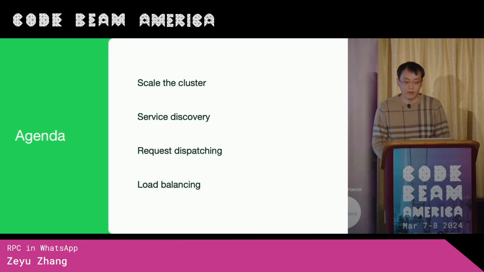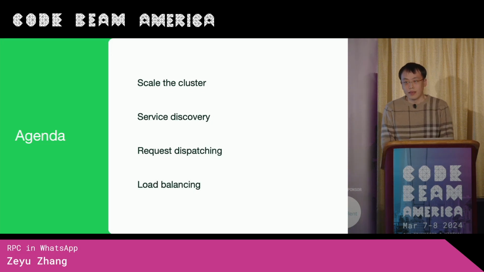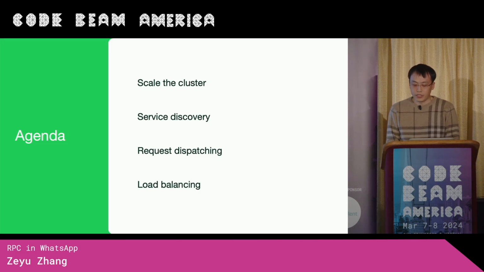So today, I will cover the lifecycle of a remote process call in our cluster. It includes how we overcome the limitation and scale our cluster to more than 40,000 Erlang nodes using pure Erlang distribution, the service discovery and routing mechanism, the request dispatching and queuing model, as well as the bottlenecks and overload protections we have. After that, I will also briefly talk about the load balancing mechanism that we use.